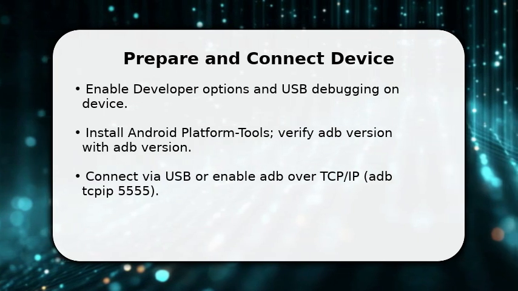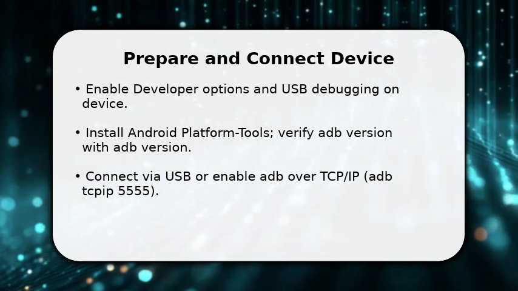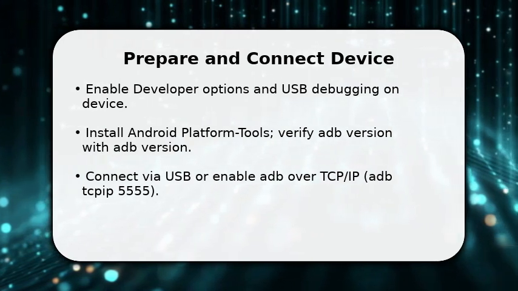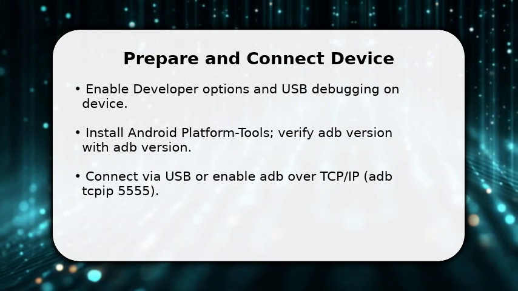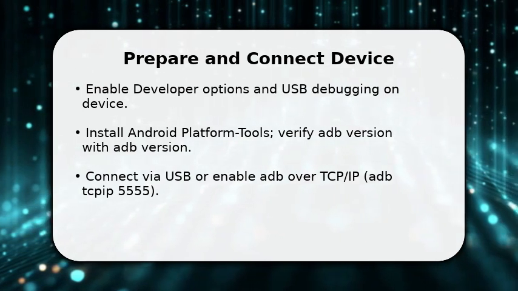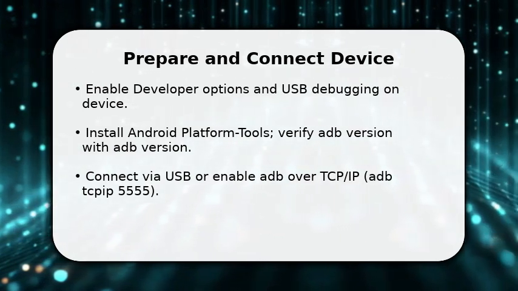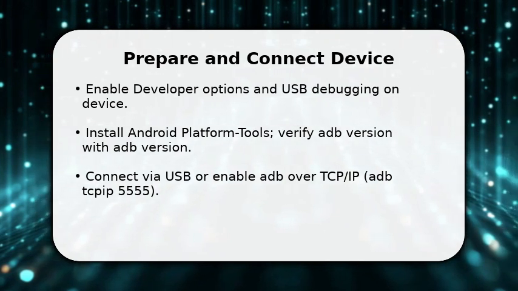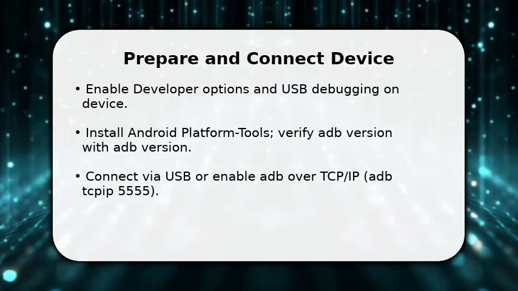listed. Once done, if you prefer wireless, enable ADB over TCP/IP with adb tcpip 5555. Then connect using adb connect device IP 5555. Make sure drivers are correct on Windows or use sudo on macOS and Linux.